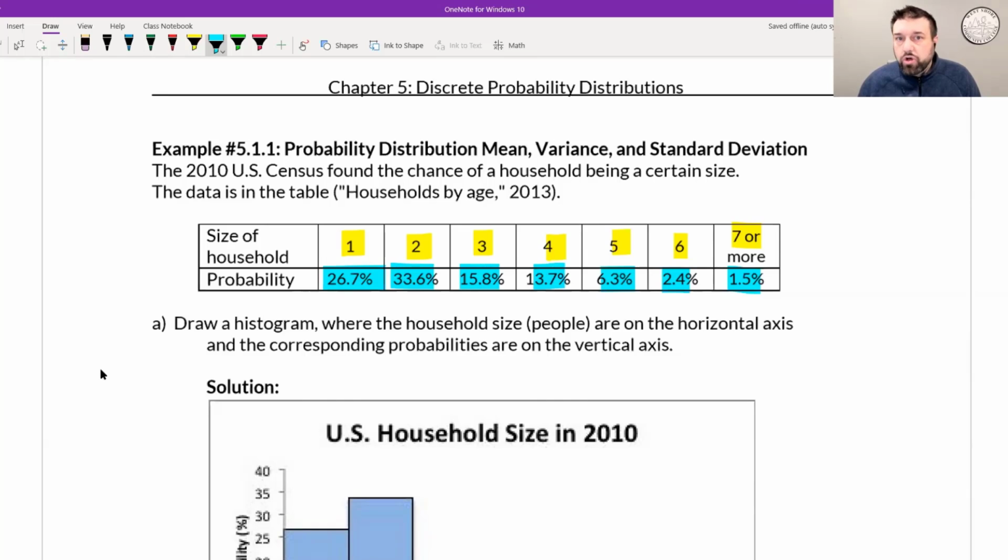But notice there is no raw data here. There is not a list of 1s, 2s, 3s, and 4s. We're giving you the information as a probability distribution for all of the outcomes. Based on our empirical evidence, what is the probability that there would be 1 person in the household? 26.7%. What's the probability that there would be 4 people in the household? 13.7%. This is a probability distribution.